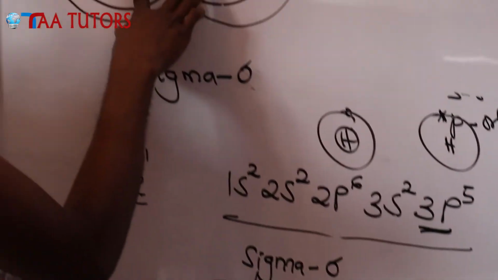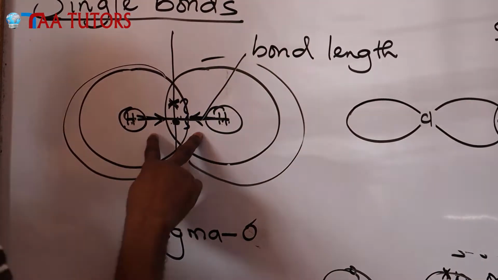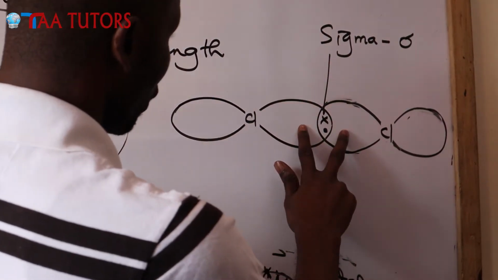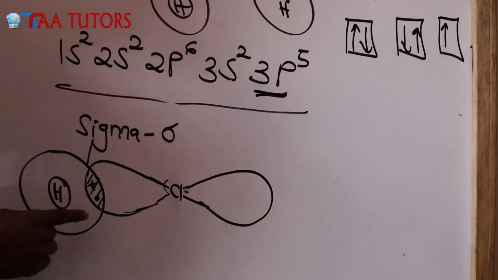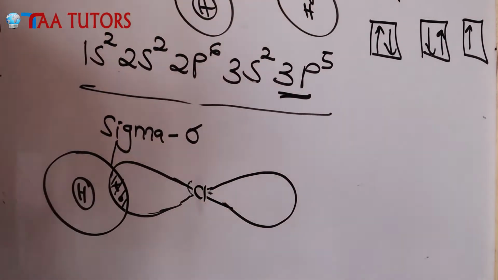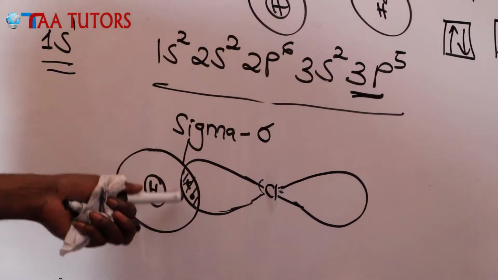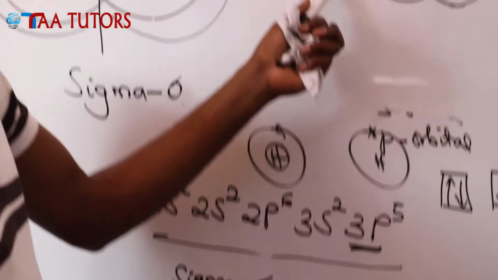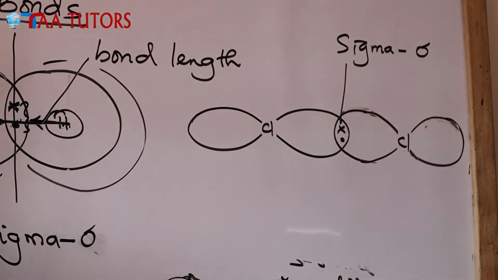So this is the sigma bond between the s orbitals, the sigma bond between two p orbitals, and the sigma bond joining atoms with one s orbital and a p orbital. In this case, we took an example of hydrogen and chlorine atoms. So we have seen what there is about the sigma bonds.